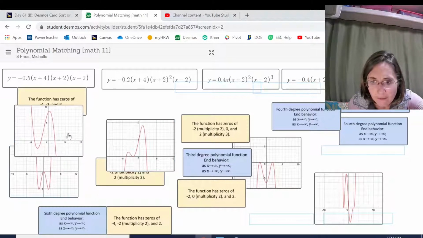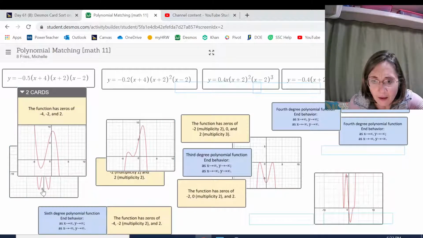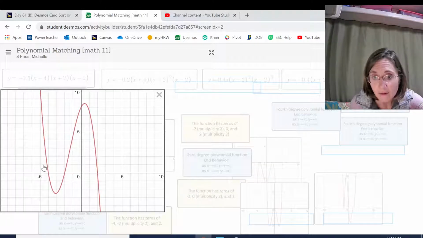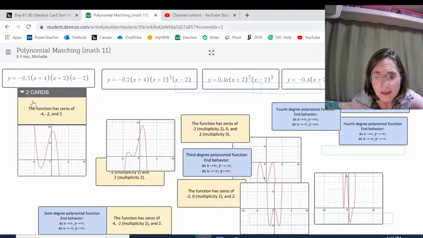Let me look. So it says negative 4. That would be a root right there. Negative 4. And negative 2 and positive 2. So that has the zeros that we need. So that's going to be the graph that goes with this equation.